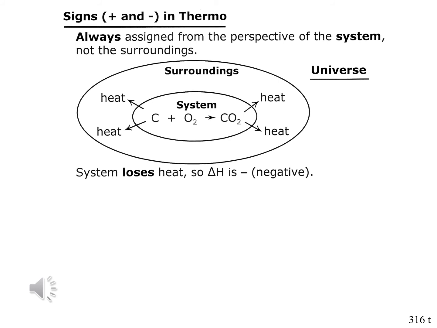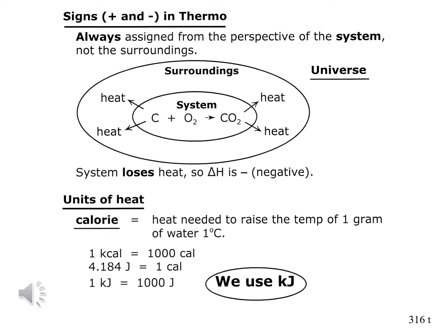That's why delta H is negative. The reason you want to call it positive is because when you're standing by a grill, you are the surroundings. Well, you don't do it from your perspective, you do it from the perspective of the system. The only thing this shows is that there is a conversion between calories, which is a chemistry thing, and joules, which is mostly a physics thing. I don't even want you to know the conversion. I just want you to be familiar with the fact that we use kilojoules to measure heat.